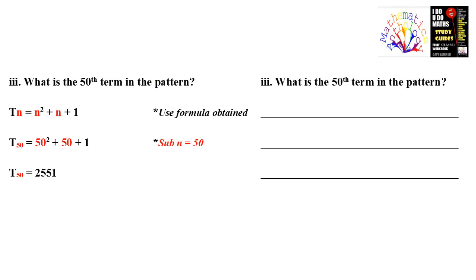Third question, what is the 50th term in the pattern? Remember, when they're asking us what a specific term will be, you need to substitute the value given, which is 50, in place of n. So wherever I see n, I will substitute 50. So T50 will equal 50 squared plus 50 plus 1, and on your calculator, that's going to give you 2,551. That will be the 50th term in this pattern.